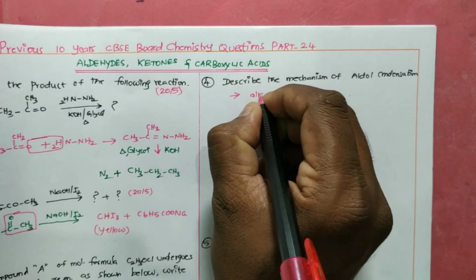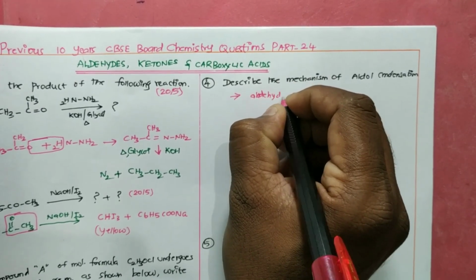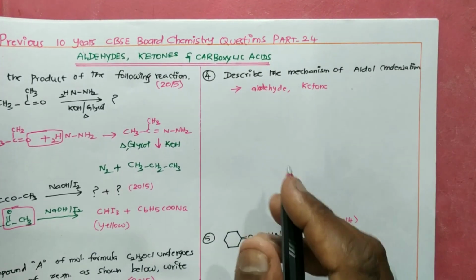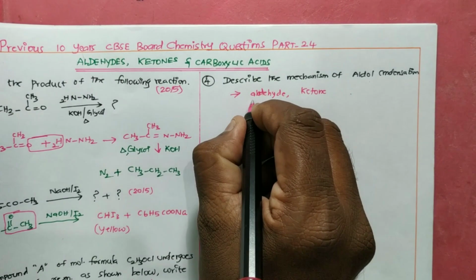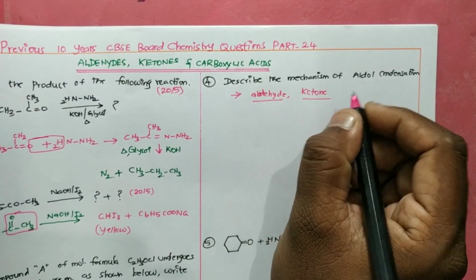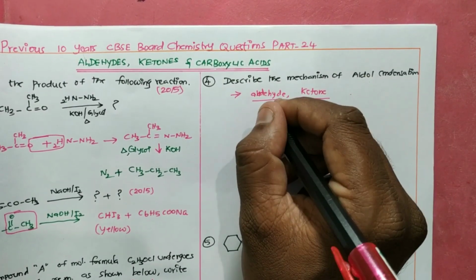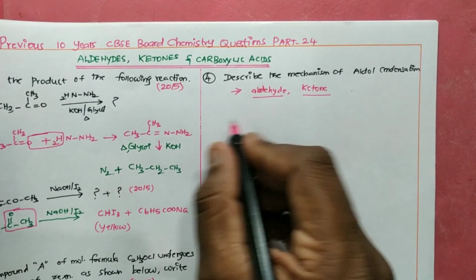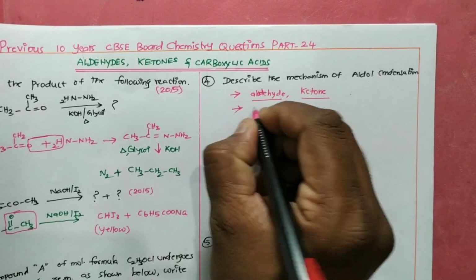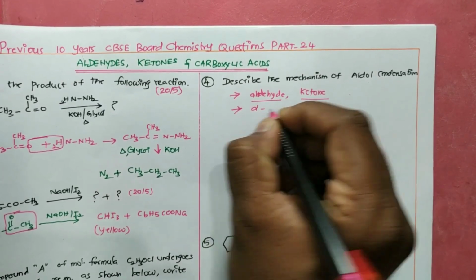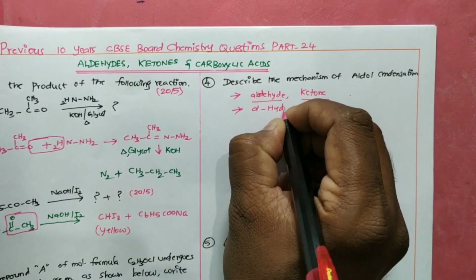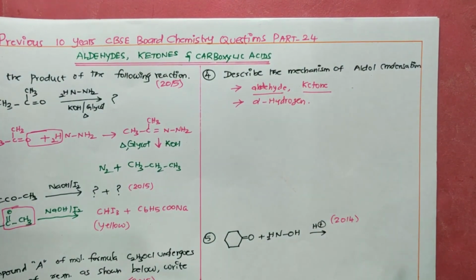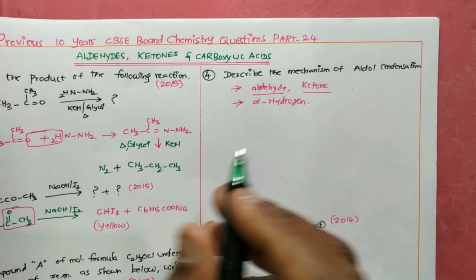So usually aldehydes or ketones are involved in aldol condensation. Here, the same aldehydes or the same ketones. If different aldehydes are involved, that is called a cross aldol condensation, which we know very well. The second condition is that it should possess alpha hydrogen. Once it has alpha hydrogen, only those molecules undergo aldol condensation.